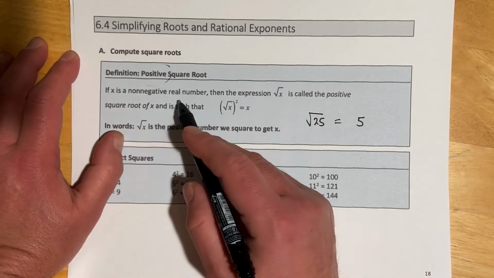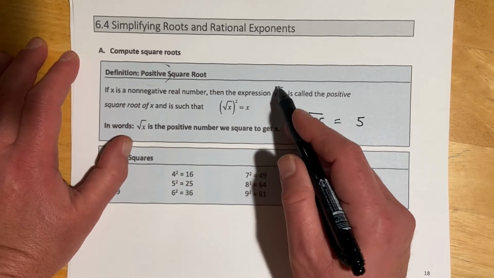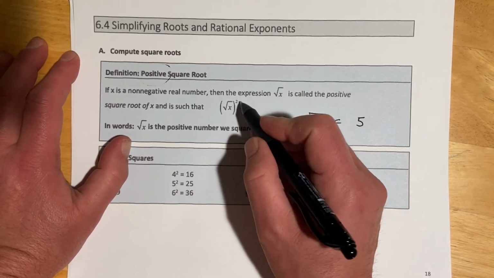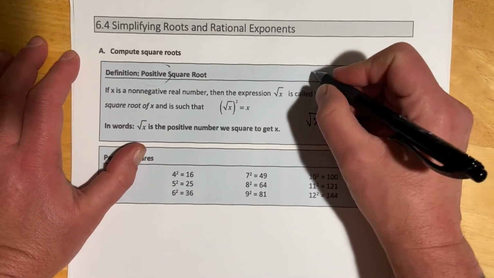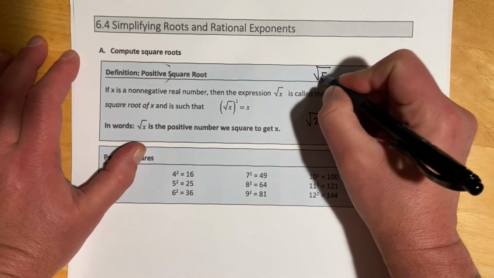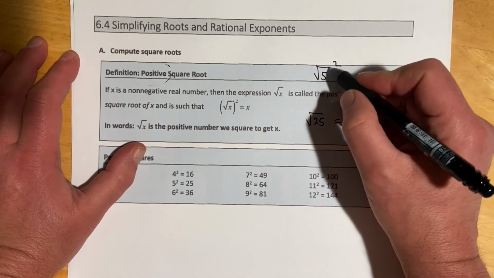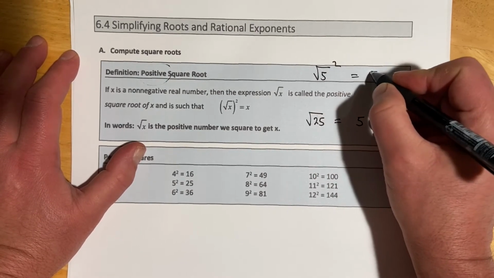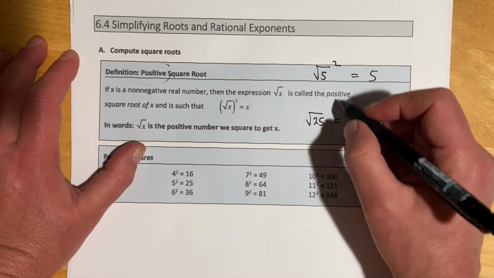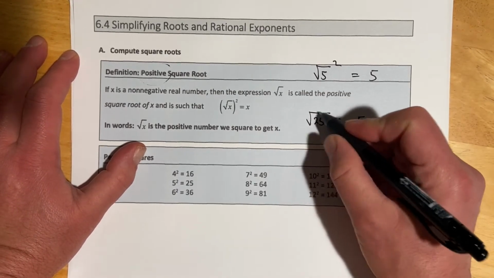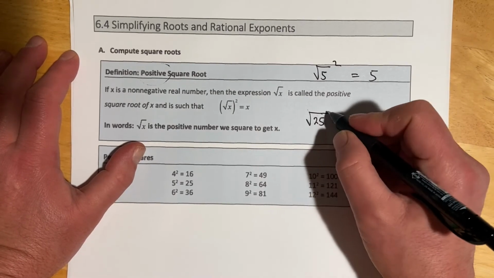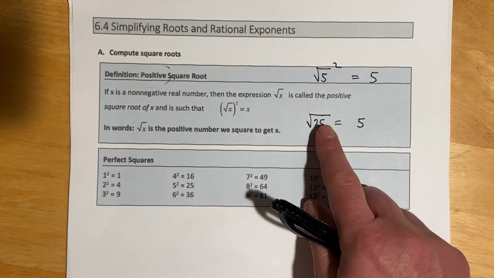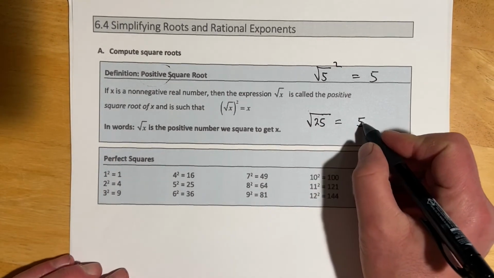If x is a non-negative real number, then the expression square root of x is called the positive square root of x, and is such that the square root of x squared is x. So if I have the square root of 5 squared, the square and the root undo each other, and we just get 5. Another way of thinking about that is if I do the square first, that's the square root of 25. The square root of 25 is asking, which is more the word definition here, what number do I multiply by itself to get 25? And that would be 5.